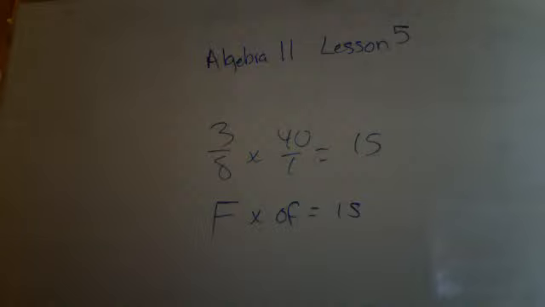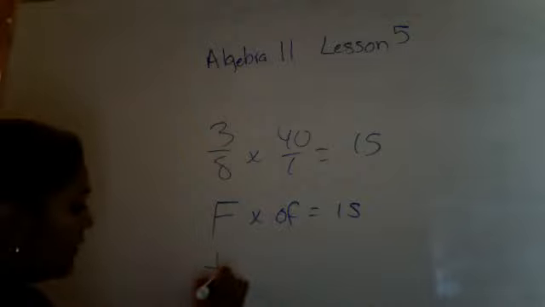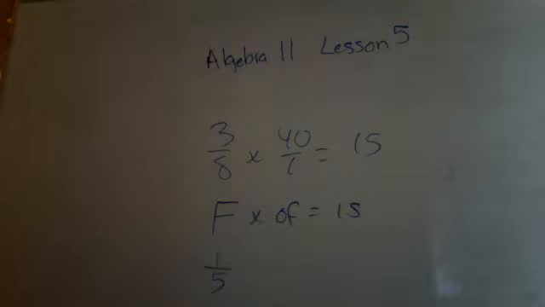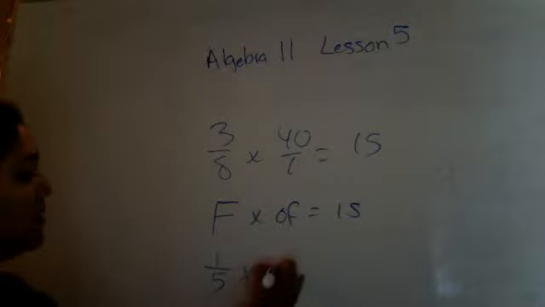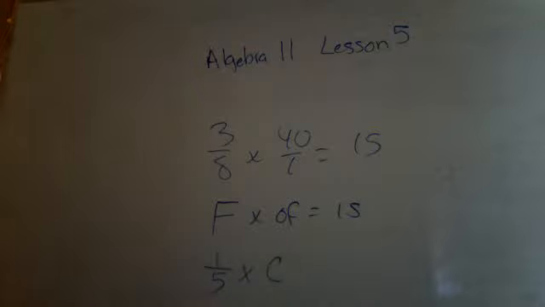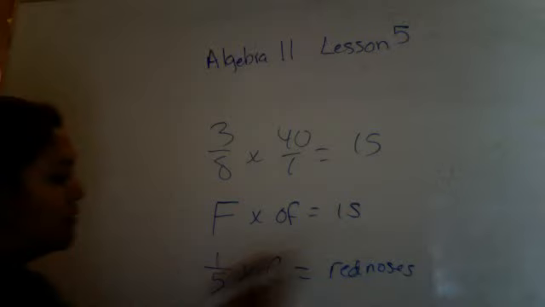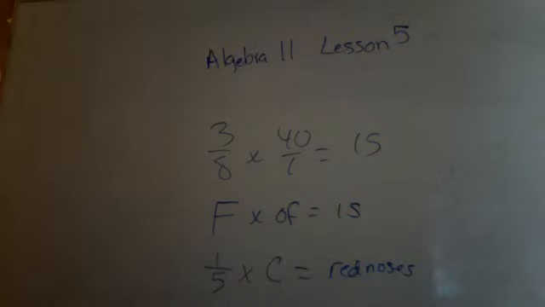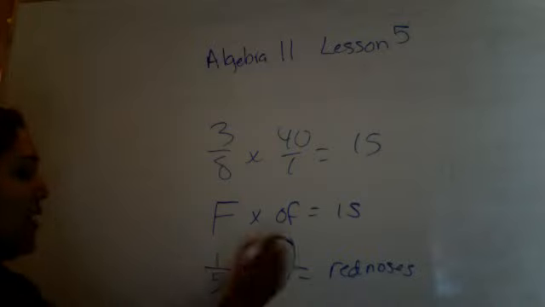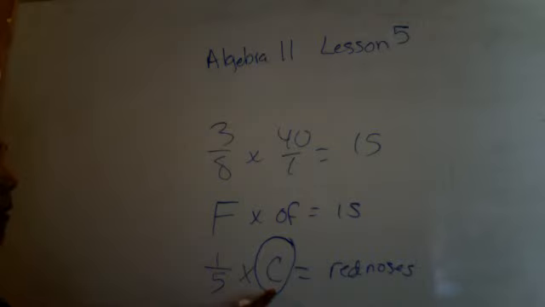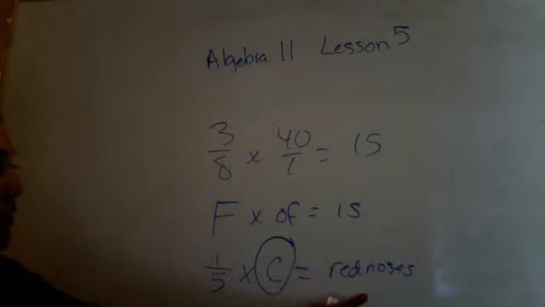So 1/5, so this stands for fraction. So what's our fraction? 1/5 of the clowns, this would be clowns, had red noses. So it says if 30 clowns had red noses, how many clowns were there in all? So when you take a fraction, it's a fraction of a whole, it's going to give you the part, the fractional part of it.